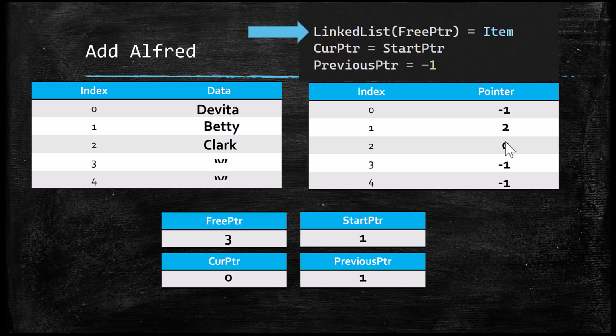So we take a look at this code here. Linked list, free pointer equals item. So we're going to take Alfred. The free pointer is 3. Inside index 3, we're going to put Alfred. And just like that, we're done.